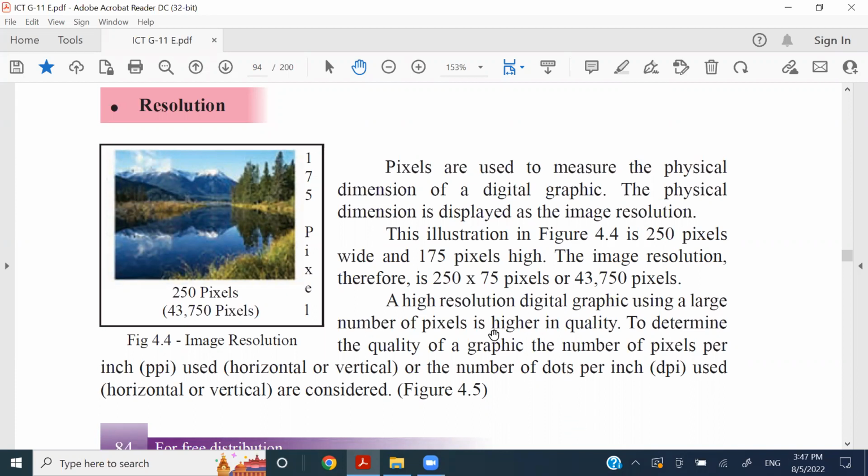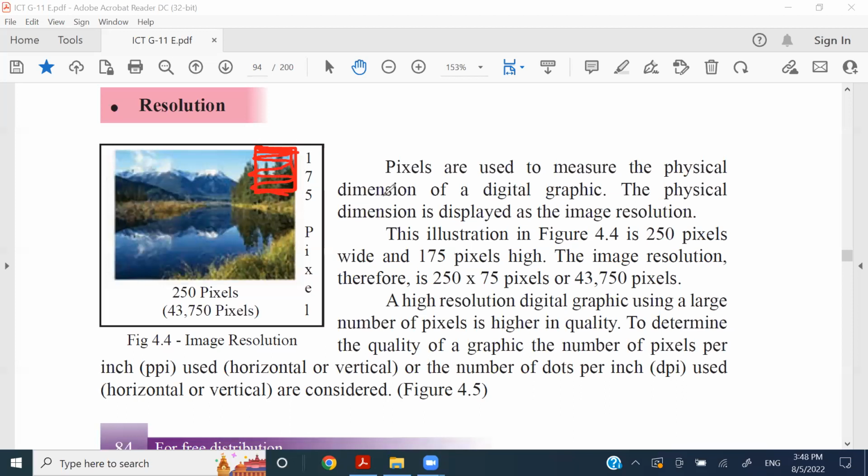So here, as the last paragraph says, to determine the quality of a graphic, the number of pixels per inch used horizontally or vertically, or the number of dots per inch used horizontally or vertically is considered, right? Always remember, they are going to talk about how many pixels there are in a square inch. When you have a lot of pixels in this square inch, that is how you are going to tell what the resolution is going to be, right?